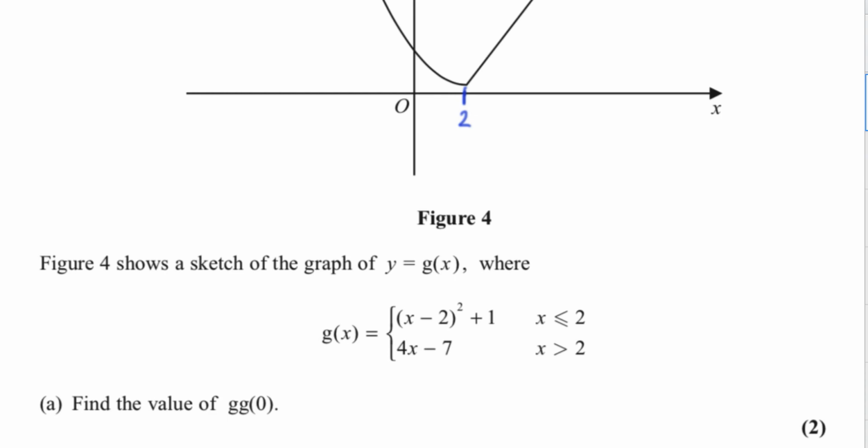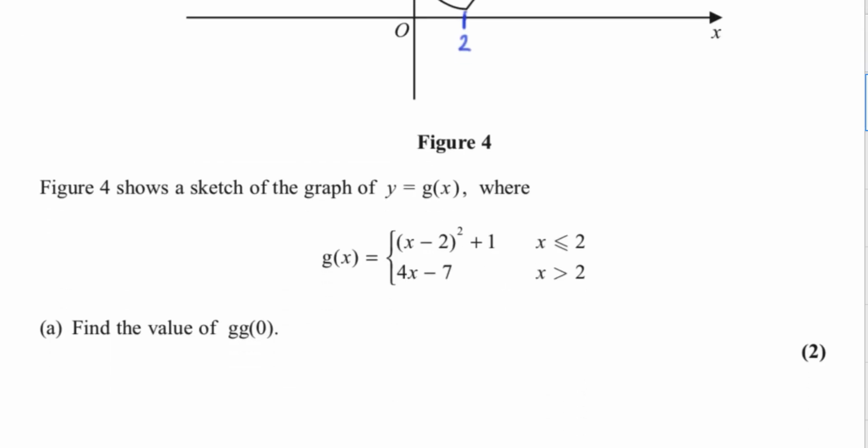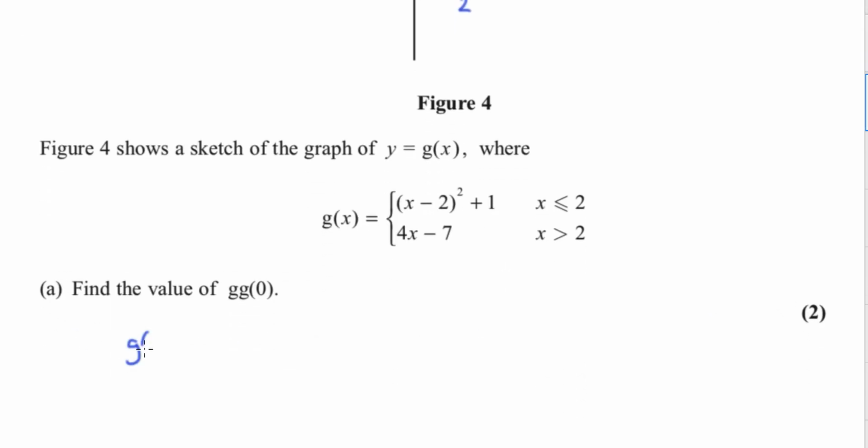It wants us to work out g of 0. So we need to decide which equation we're going to use first for g of 0. We're going to use the top equation because x is less than or equal to 2. So we're going to do 0 minus 2 squared plus 1, which is going to be 5.